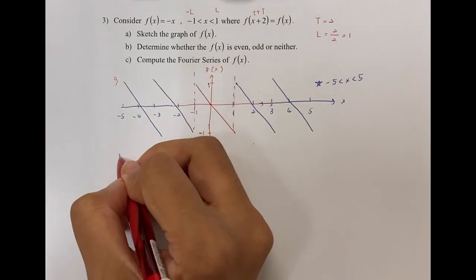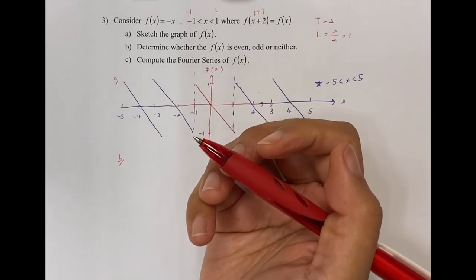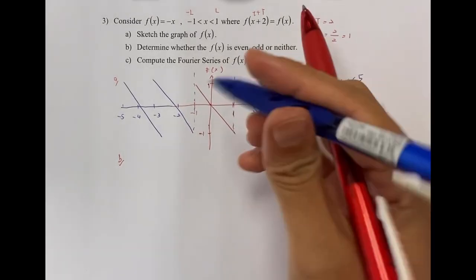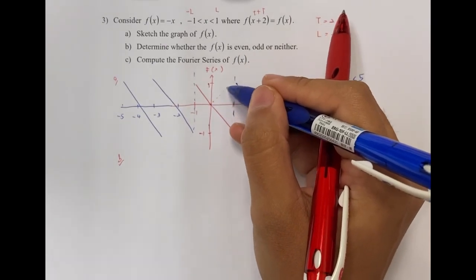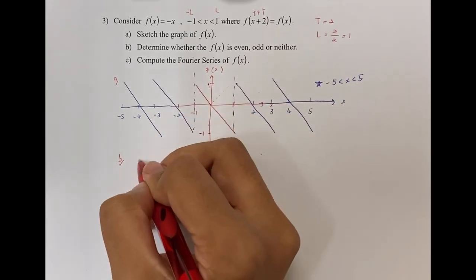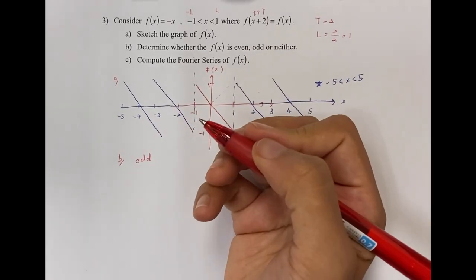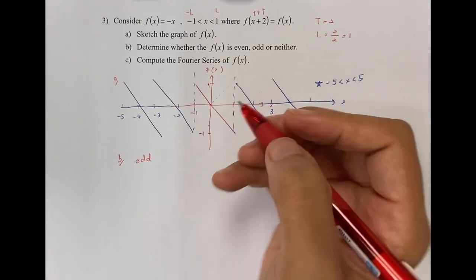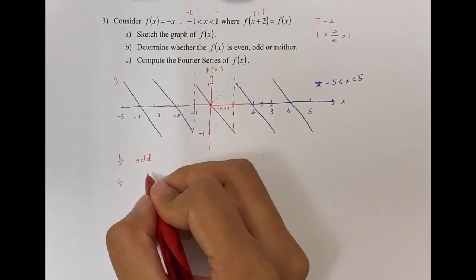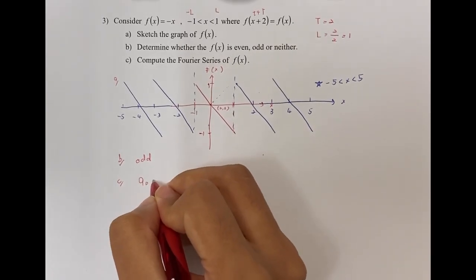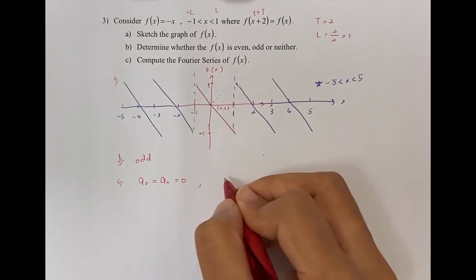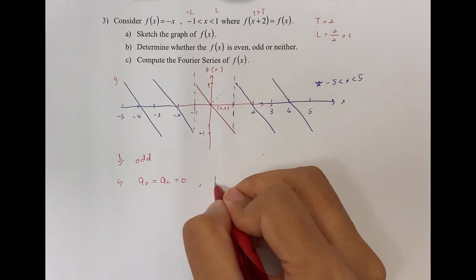B, determine whether f(x) is even, odd, or neither. So it is odd, because you have a reflection on the y-axis and then a reflection on the x-axis. So you have an odd function, with symmetry about the origin (0, 0). C, for the Fourier series, a0 and an are equal to 0 for the odd function. So we just find bn.